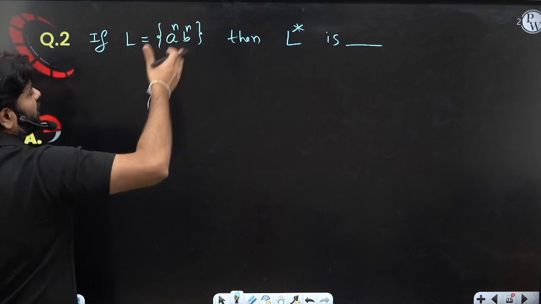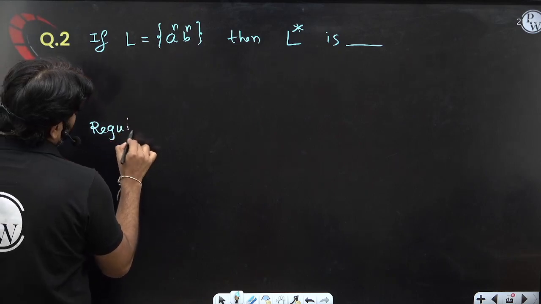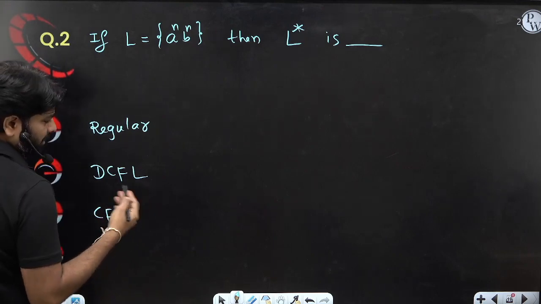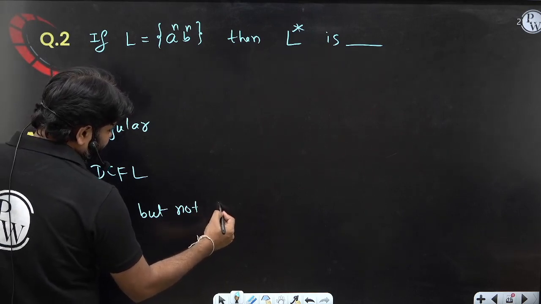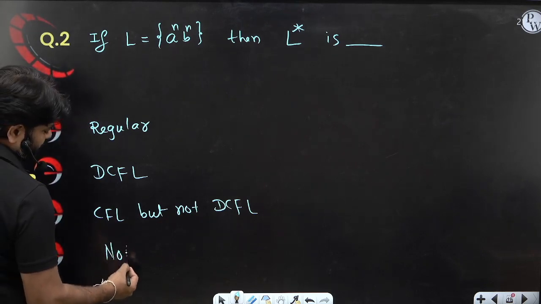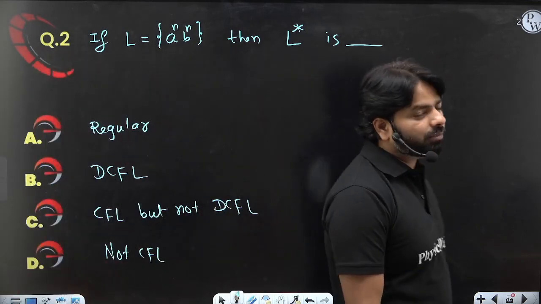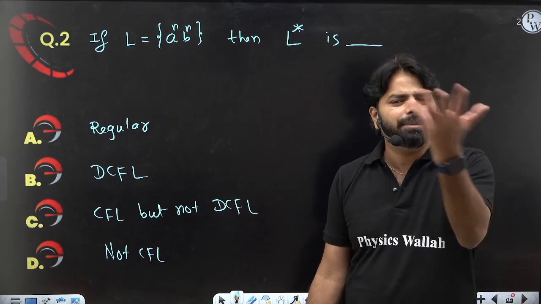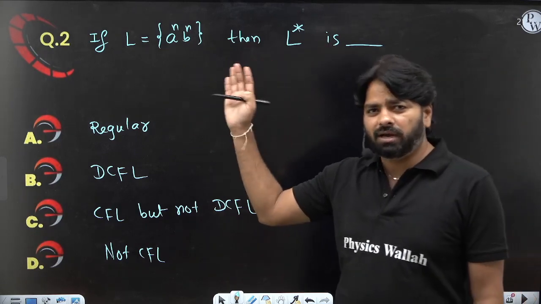Now apply the Kleene closure. Do you get a DCFL back? The options are: regular, DCFL, CFL but not DCFL, and not CFL. So you need to identify which answer is correct here. Find out carefully. Never apply the closure property blindly, because when the operation is not closed, the result might be inside the domain or might be outside the domain. For a particular example, you should understand what is the right answer.